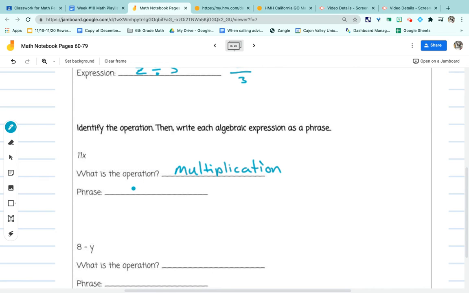What phrase could we use? Well, we could say 11 times x. We could use 11 multiplied by x. What is the product of 11 and x? That'd probably be the best option. So I'm going to use product here and say the product of 11 and x. So that'd be 11 times x to get that answer.